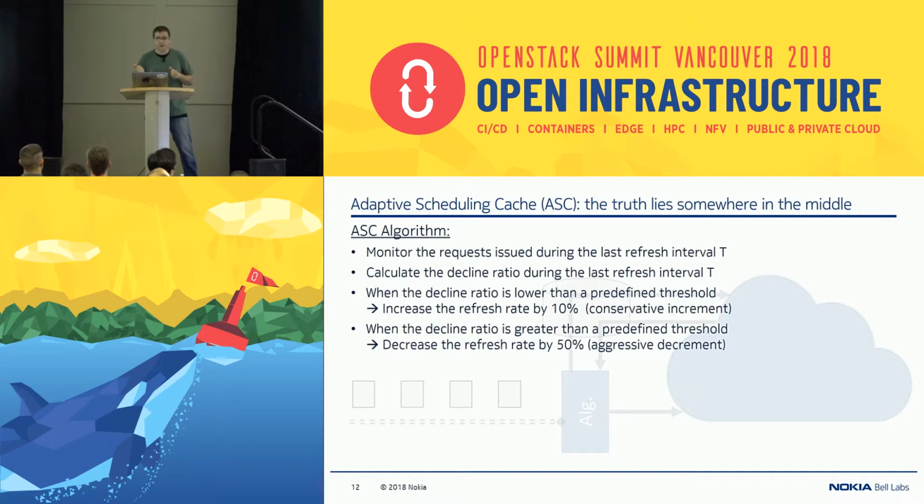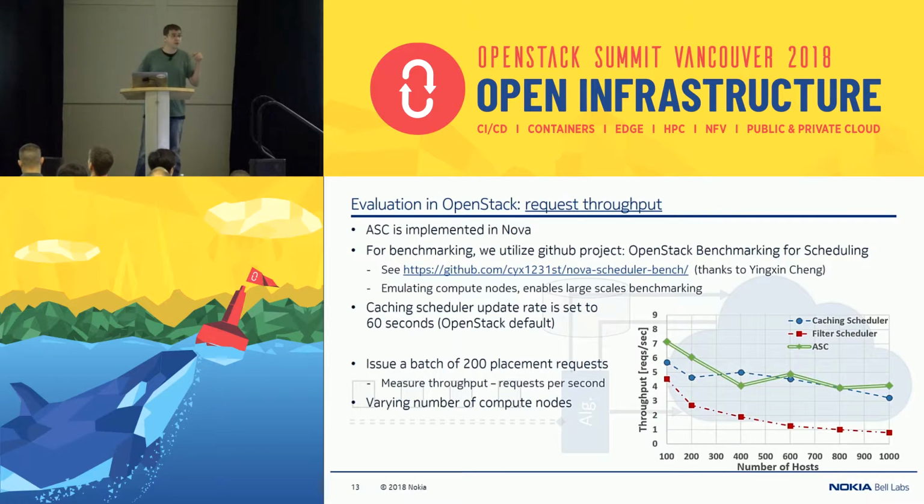On the other hand, when the decline ratio is greater than a predefined threshold, we decrease the refresh interval by 50%. We are taking an aggressive approach, kind of like what's happening in TCP windowing. This is the basic idea. Very simple to implement. We implemented it in Nova, by the way, if I didn't say it. And now I'm going to jump into proving to you that we are gaining the best of both worlds.